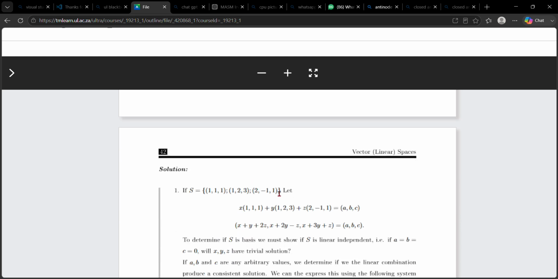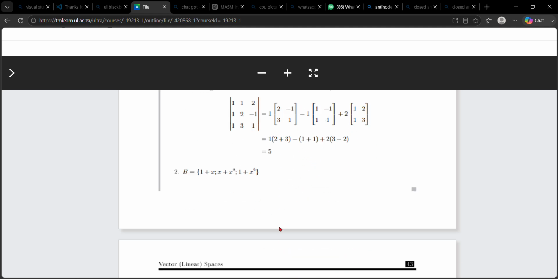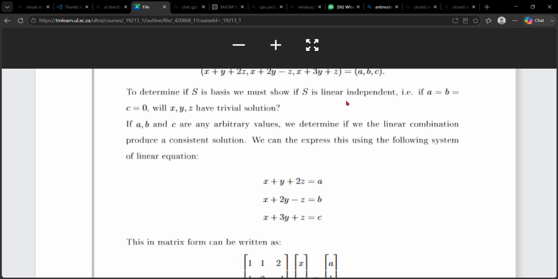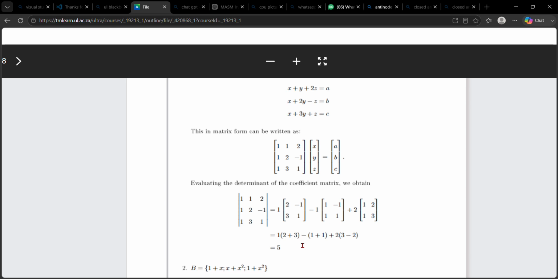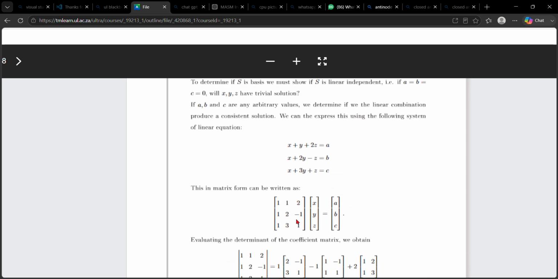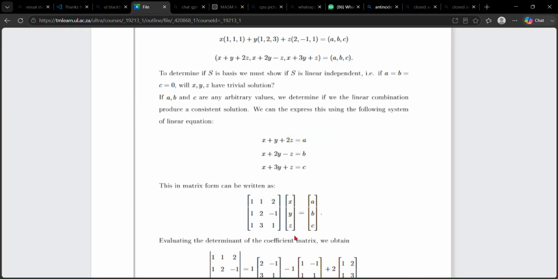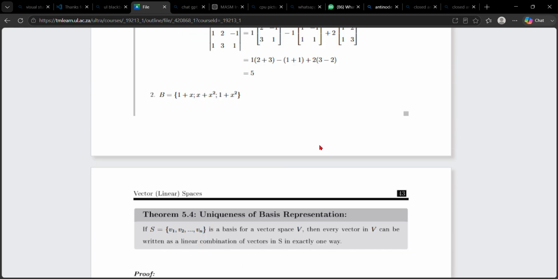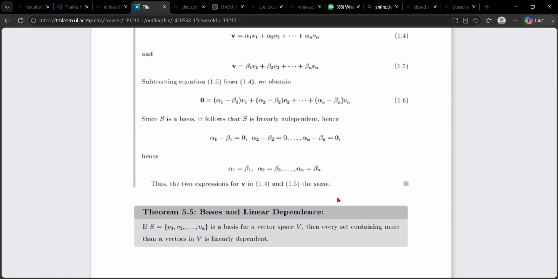But how? They said they multiplied with x, y, z. Then they equated with A, B, C. After they used a row echelon form method. Oh, this is not a row echelon method. It's a Gauss elimination method. Then they solve, and they got 5. The question was saying, does this form a basis of R3? So I'm not sure why they didn't actually conclude, but this definitely forms a basis of R3.